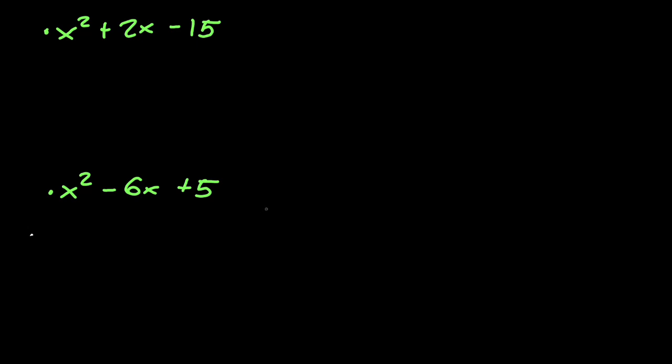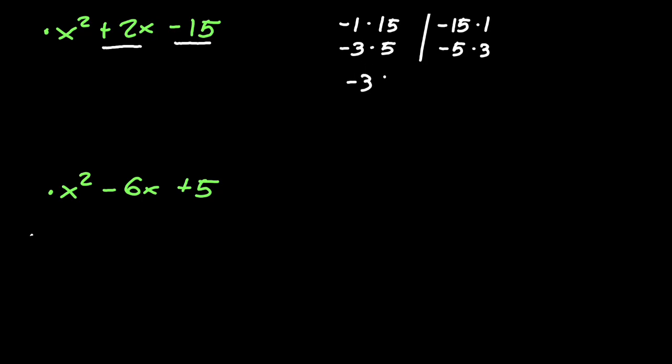X squared plus 2x minus 15. Let's start first by finding the factors of negative 15, which would be negative 1 times 15, negative 3 times 5, negative 15 times 1, and negative 5 times 3. What you're looking for here is positive 2. So it would be negative 3 plus 5, which would equate to positive 2, because 5 minus 3 would be 2. And so our answer would be x minus 3 multiplied by x plus 5.